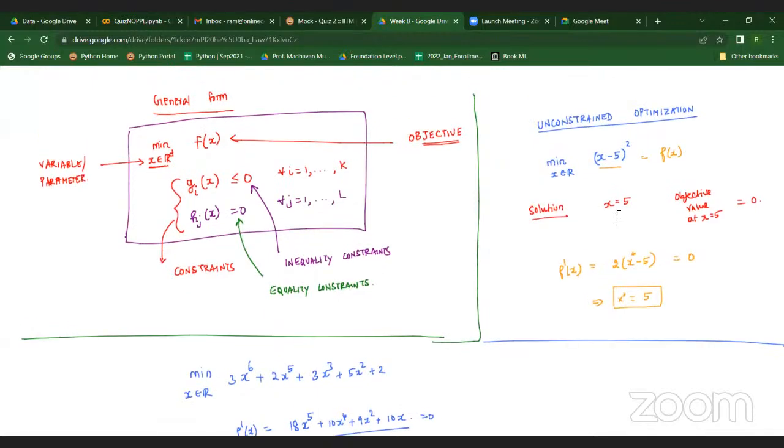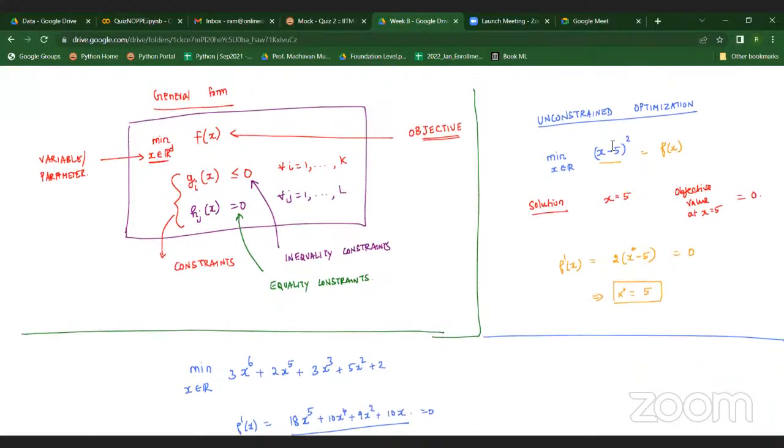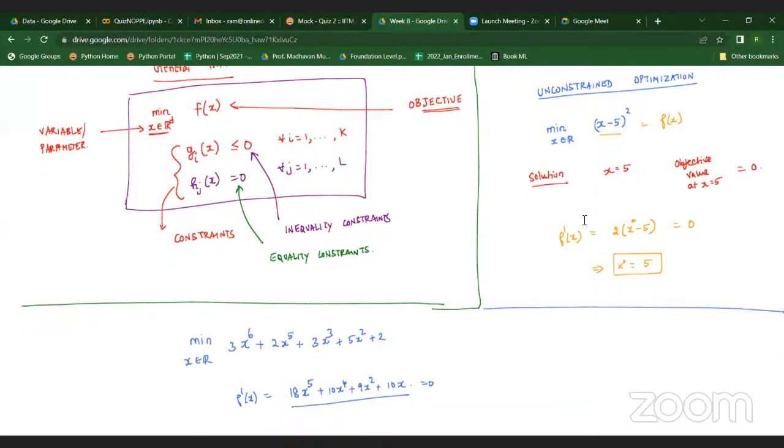For example, if you look at x minus 5 whole square and you want to minimize it, there's no restriction on the value of x. Since it is a square, it's always going to be positive. The minimum value that is possible is only 0, and that will happen at x equals 5. So the solution is x equals 5.